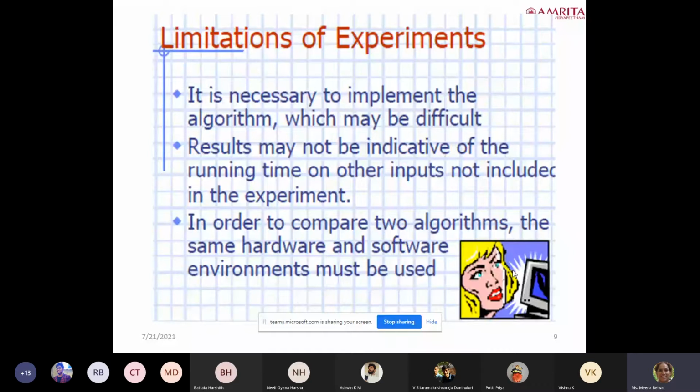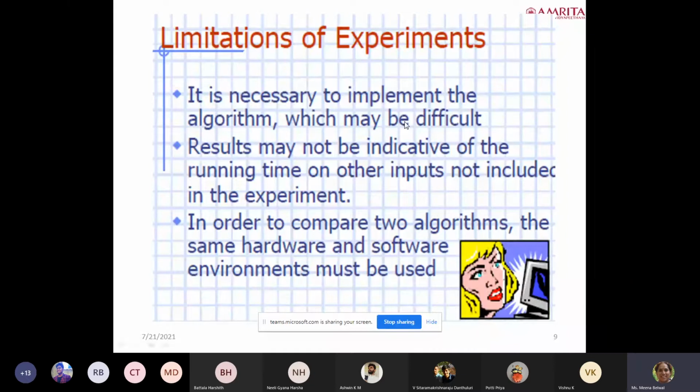Not one in C and one in Java. When you want to compare, you want to compare quantities which are the same in every respect. You should write the program in the same programming language. Also, you should use the same underlying hardware, and then you can calculate the time. Same hardware means the same processor, the same cache memory, the same RAM. Everything should be exactly the same. Then you can actually compare two algorithms. But that is the limitation of the experiment.